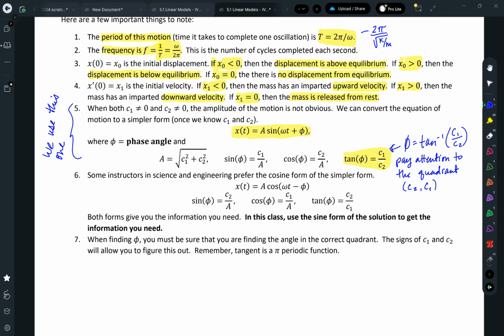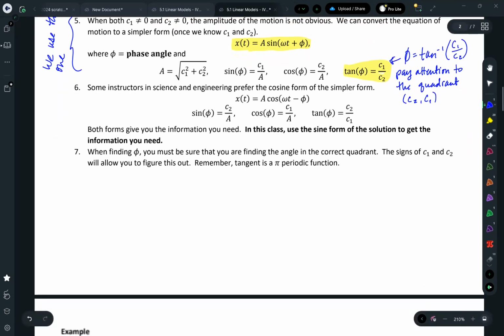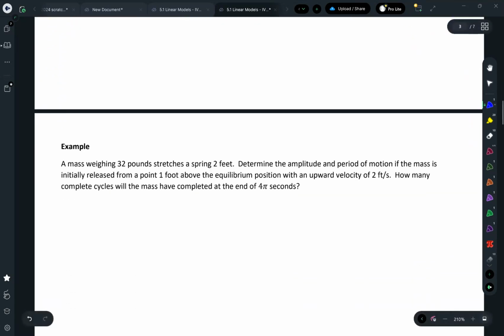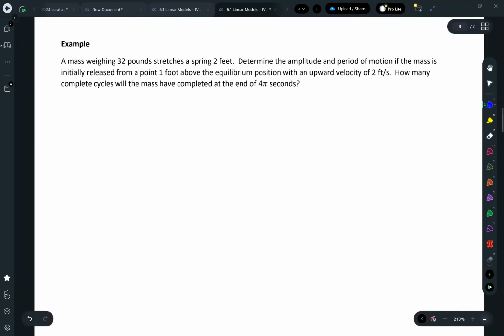When finding phi, you must be sure that you're finding the angle in the correct quadrant. The signs of C1 and C2 will allow you to figure this out. And then you just have to remember that tangent is a pi periodic function. It is not 2 pi periodic like sine and cosine. Okay? All right, with all that said, we can finally get to an example. So it's a lot of talking to get to the examples here.